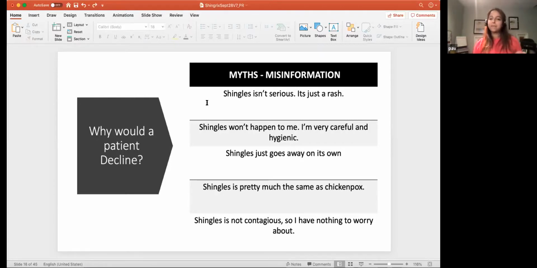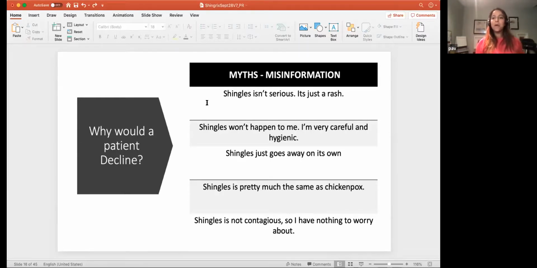Another one that relates back to the chickenpox component is that shingles just goes away on its own. It does not. Shingles can lead to a number of complications that can last for quite a while, and in some cases, it can lead to long-term disability as well. So helping them understand it's not something like a common cold that we can just hope runs its course and leaves. It can leave lingering effects. Another is that shingles is pretty much the same as chickenpox. We all know that's not true. So helping them understand that and the complications associated with shingles.